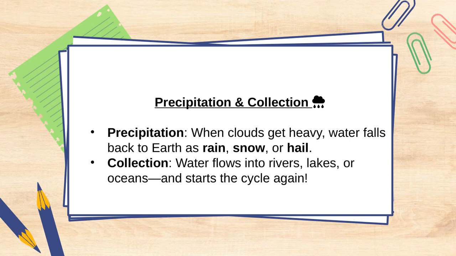When clouds become heavy with moisture, water is released back to Earth in the form of rain, snow, or hail. This process is what we call precipitation, and it's a crucial part of the water cycle. Once the water reaches the ground, it doesn't just stay there. It flows into rivers, lakes, or oceans. This movement is known as collection, and it's what allows the cycle to start all over again.